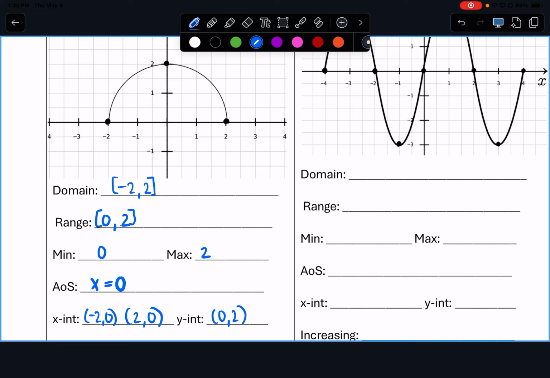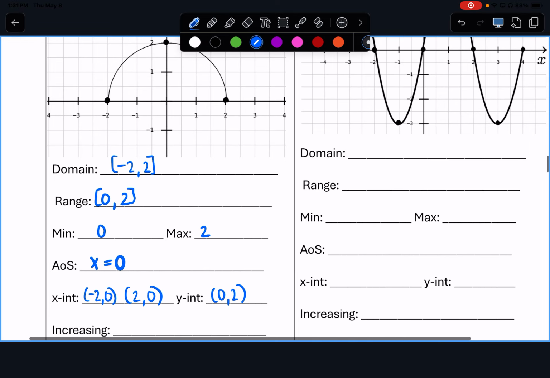So if you have noticed something about these, all of these have been examples of functions. And when we have a function, it will only ever touch the y-axis one time. So that's why we can have multiple x-intercepts, but we really only will ever have one y-intercept.